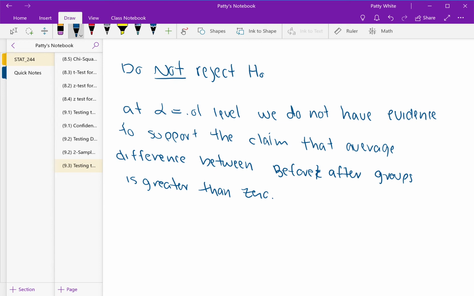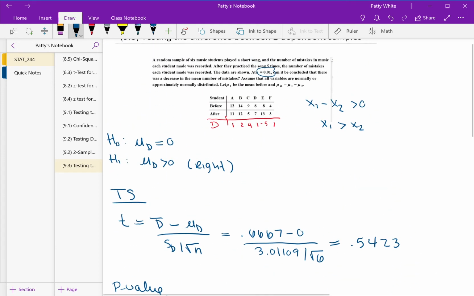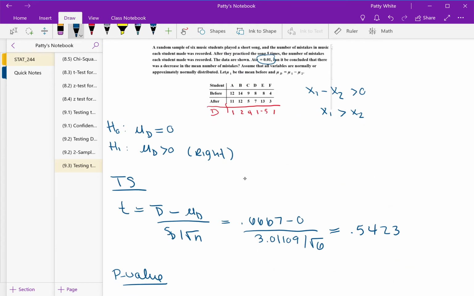So what that tells us is that, if we look back up here, practicing the song doesn't necessarily mean, we don't have evidence to support that just because they practiced a song their number of mistakes went down. What we could be seeing here could be by random chance, so we cannot support the claim that practicing made the average number of mistakes go down.